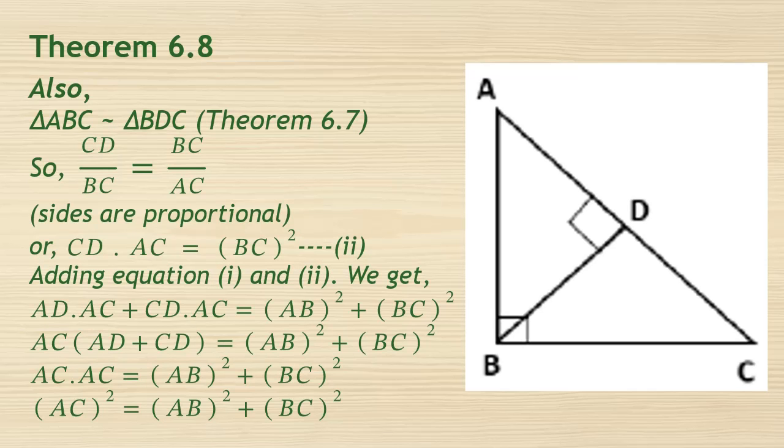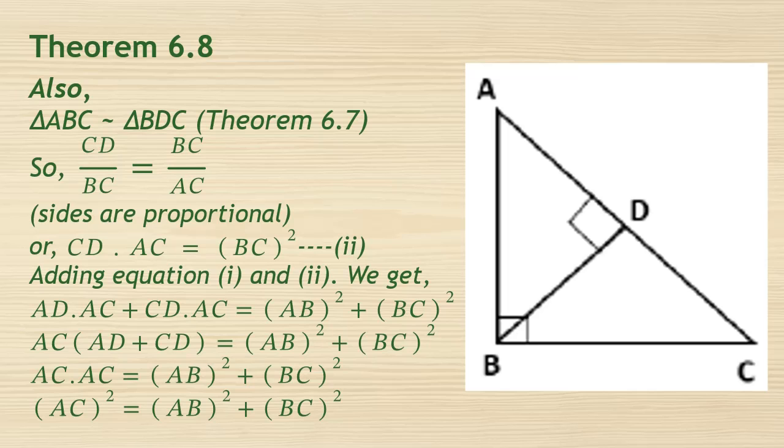Also, triangle ABC is similar to triangle BDC. Again theorem 6.7, and again, if the triangles are similar, then the sides must be in proportion. So CD upon BC equals BC upon AC. On cross multiplication, we get CD into AC equals BC square.